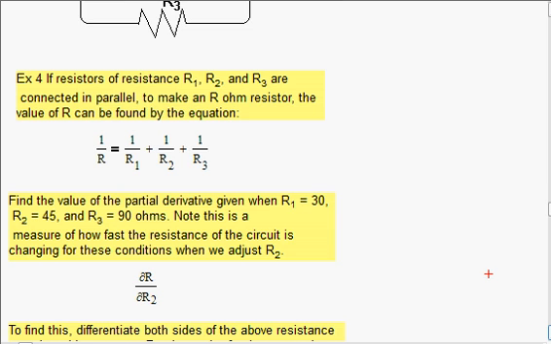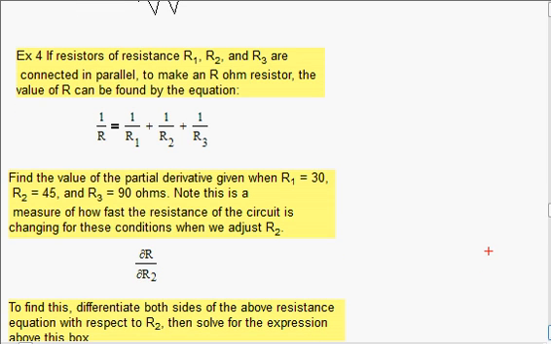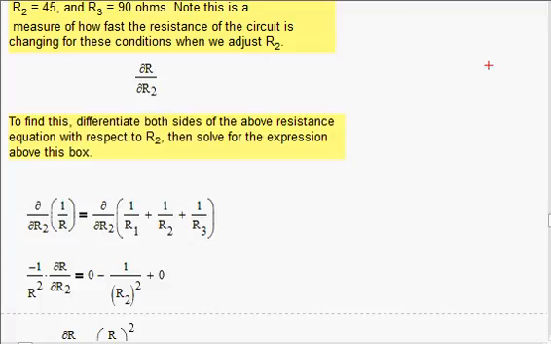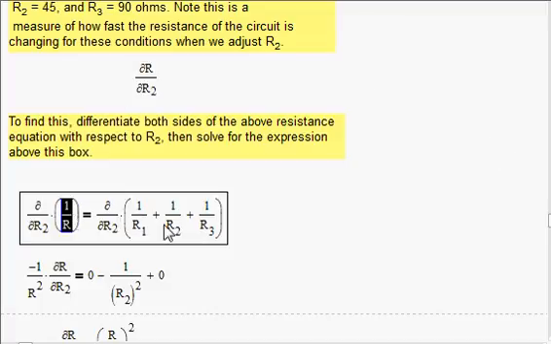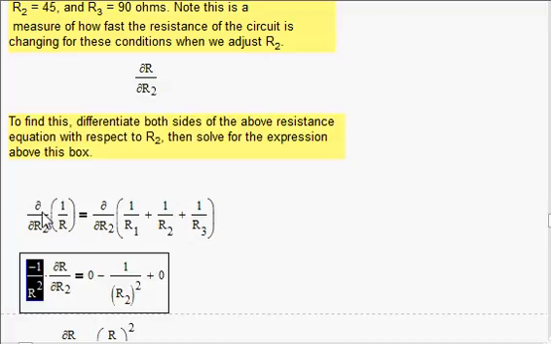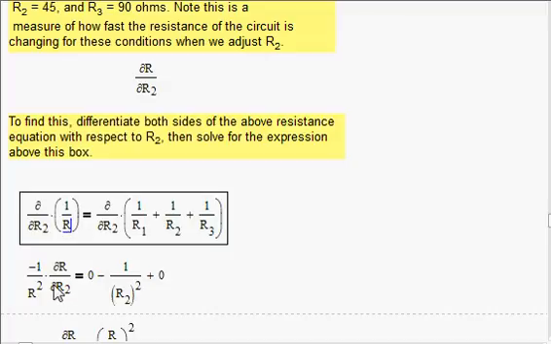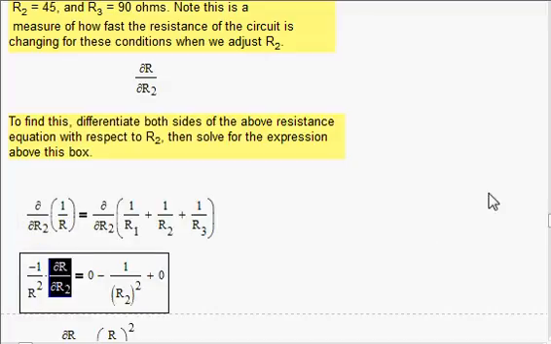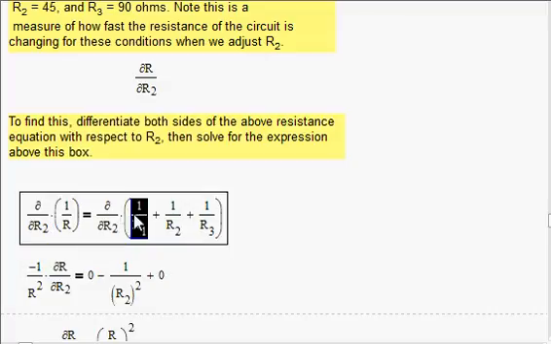So to find this, we differentiate both sides of this resistance equation with respect to R2, and then solve for the expression above the box, partial of R divided by partial of R2. If we differentiate this expression with respect to R2, of course the derivative of 1 over R is negative 1 over R squared, times the derivative of the inside function, which is R, and that's actually what we're trying to find. And that equals the partial of this expression with respect to R2.